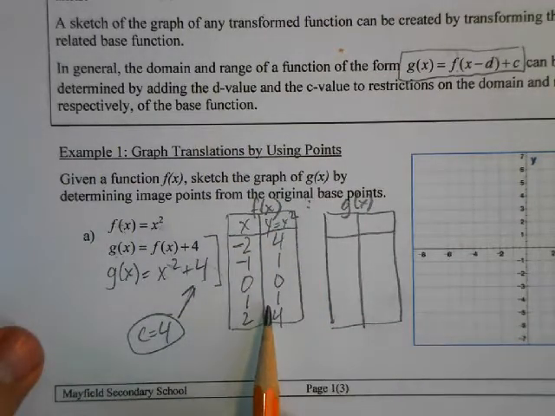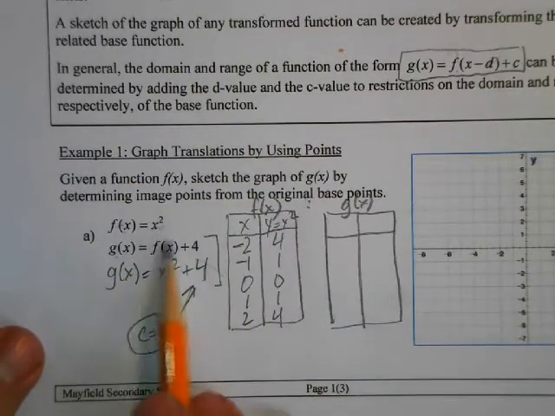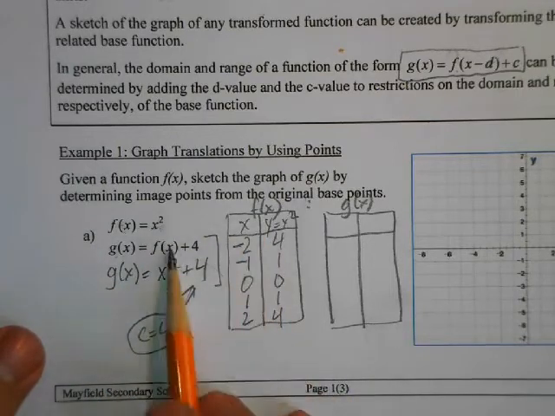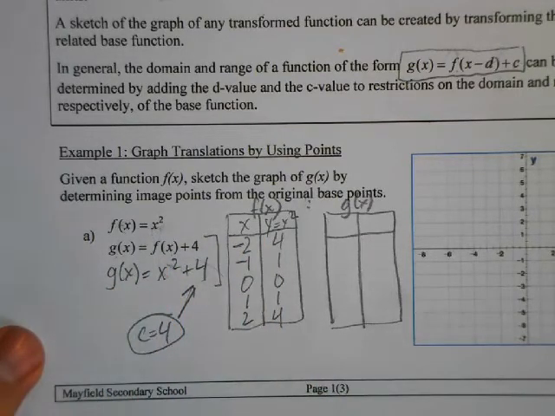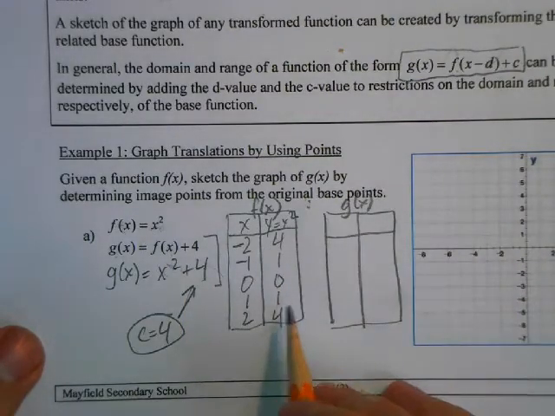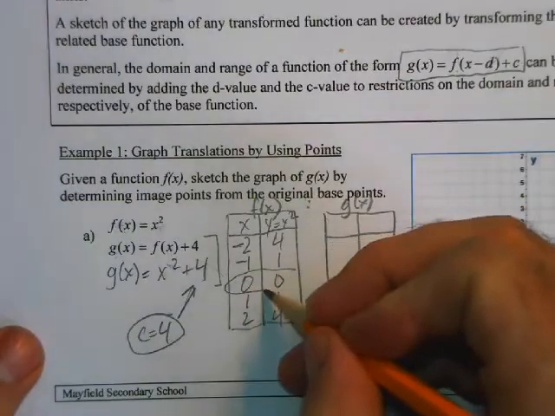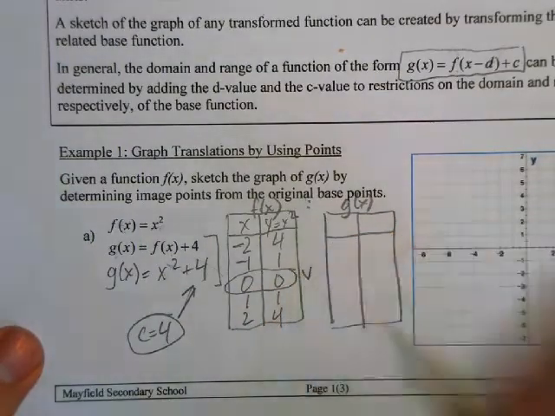You'd have these here regardless of what you're doing to the base function, as long as the base function was x squared, quadratic. Okay, so those are the original points. And remember that 0, 0 point, that was the vertex, the one in the middle.